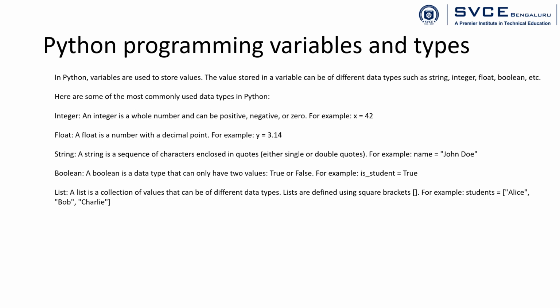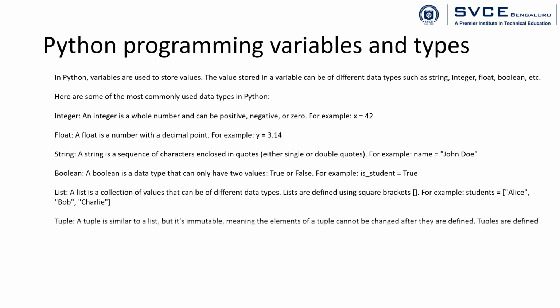Tuple. A tuple is similar to a list, but it's immutable, meaning the elements of a tuple cannot be changed after they are defined. Tuples are defined using parentheses. For example, point = (1, 2).